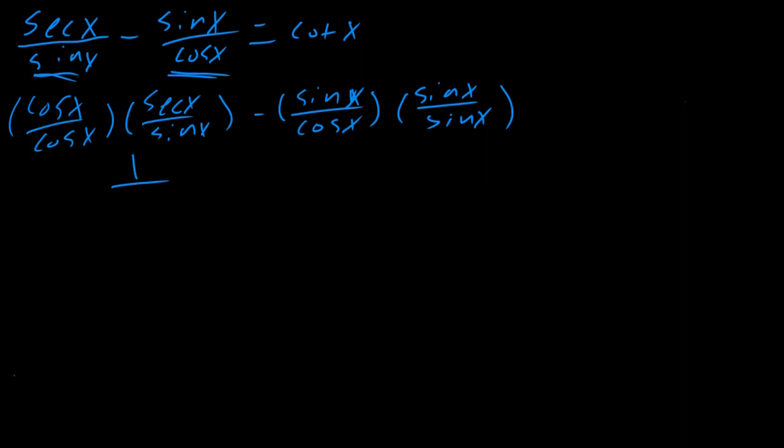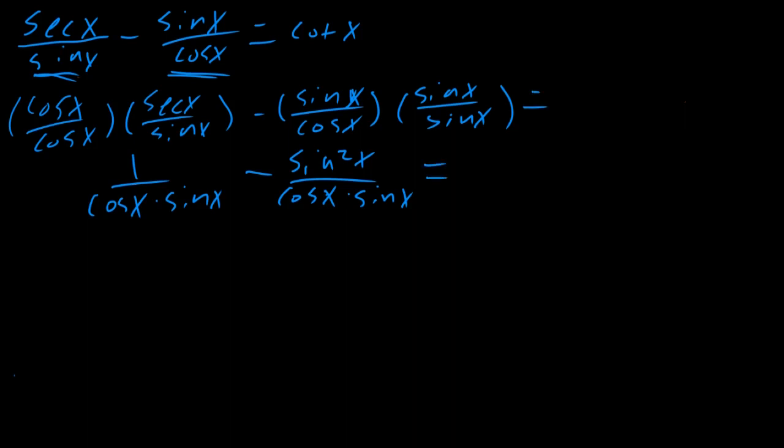And then cosine of x times sine of x is just cosine of x times sine of x. And then we have sine of x times sine of x, which is just sine squared of x. And then we have cosine of x times sine of x. Now we can condense it down into one term.